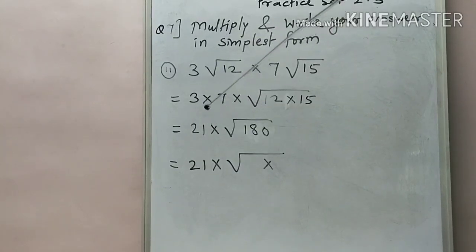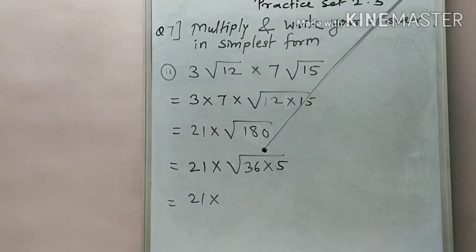Is it correct? 3 7s are 21, and the product of 12 and 15 is 180, and now we have to factorize this 180 such that one factor gives us a perfect square. As you observe here, the unit place is 0, which means the number is divisible by 5, and as we divide that 180 by 5, the factors are 36 into 5, and the square root of 36 is 6.